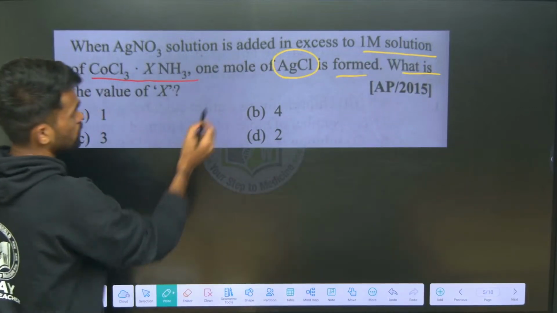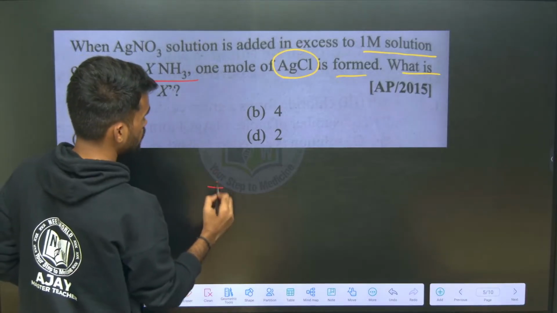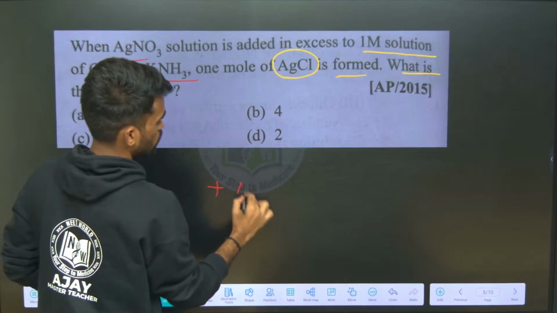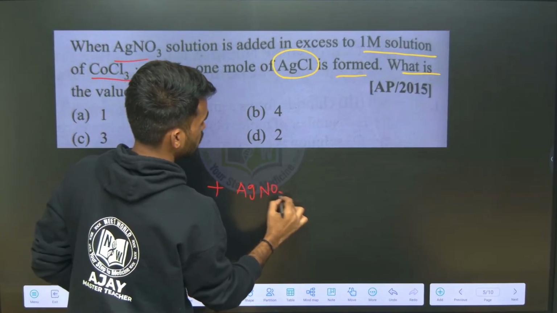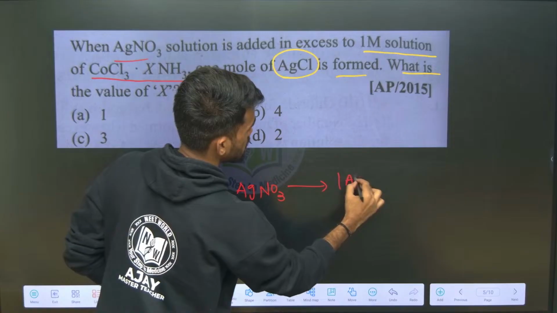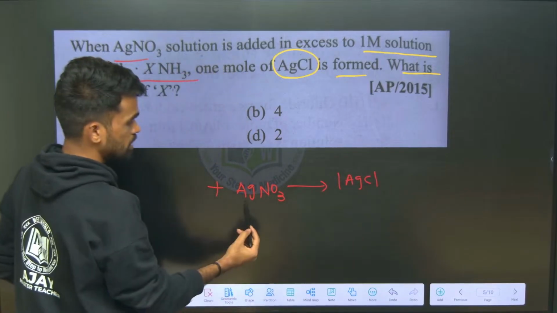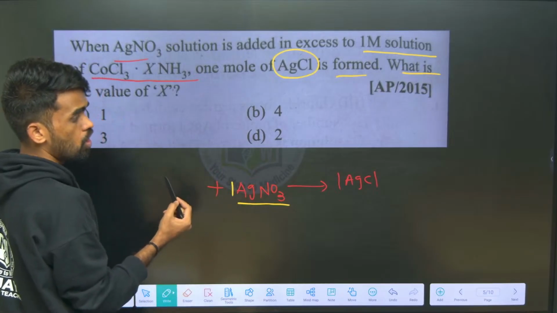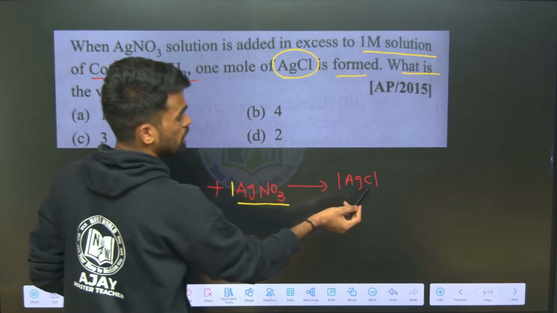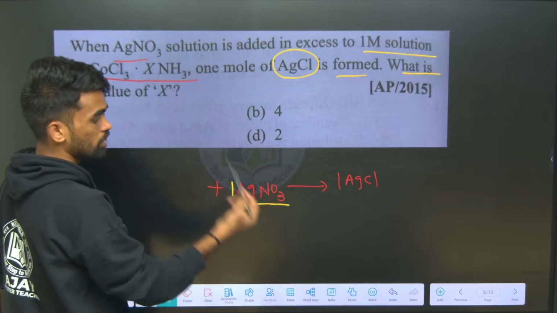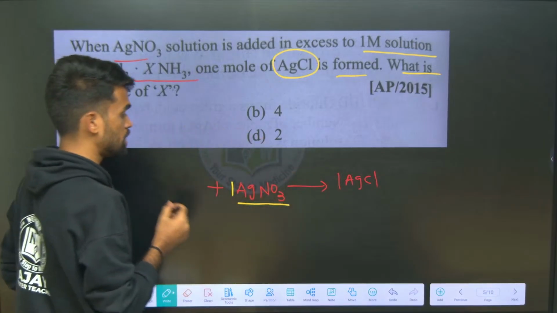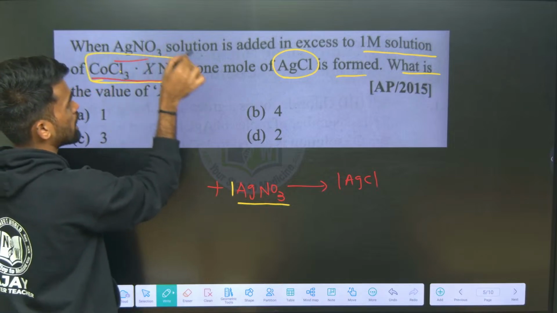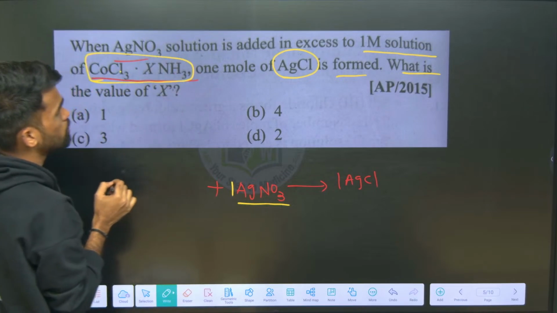See now, when this molecule is treated with AgNO3, what's going on here? It is forming 1 mole of AgCl. It means this AgNO3 is reacting with chloride ion. How many chloride ions are available? Only one chloride ion is available in order to form one AgCl. So from this molecule I can say one chloride ion is staying outside, remaining are inside.